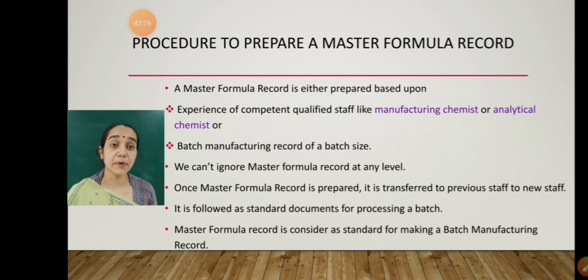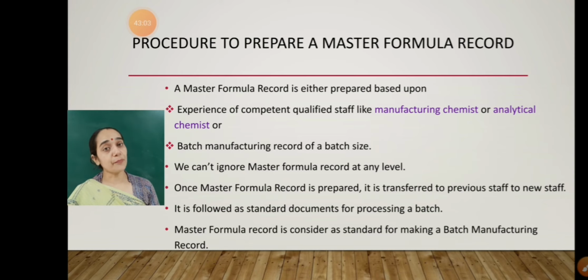Then all these master formula records are required to be prepared, means there is a mandatory requirement to achieve reproducibility of the production and quality of the product. These batches should be prepared in a reproducible manner. Once the master formula record is prepared, it is transferred from the previous staff to the new staff. Means those who have worked on a particular batch, the manufacturing chemist and analytical chemist, prepared a master formula record.